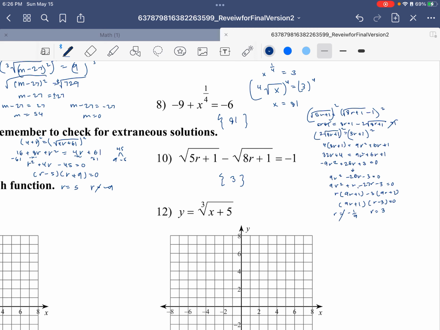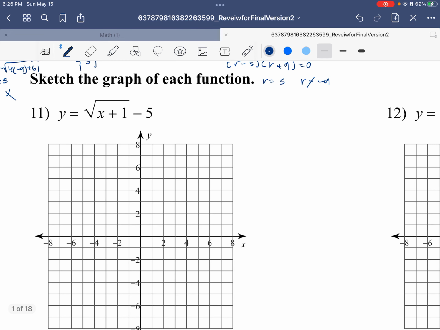Okay, next we have graphing radical functions.